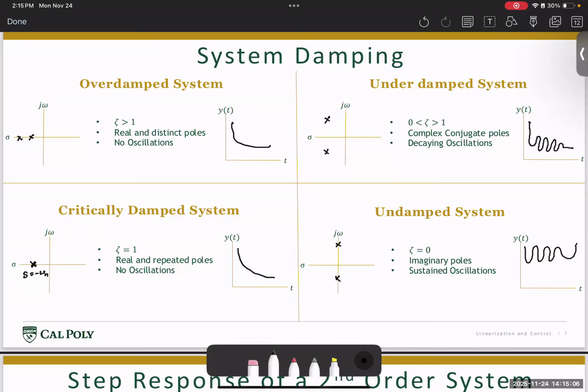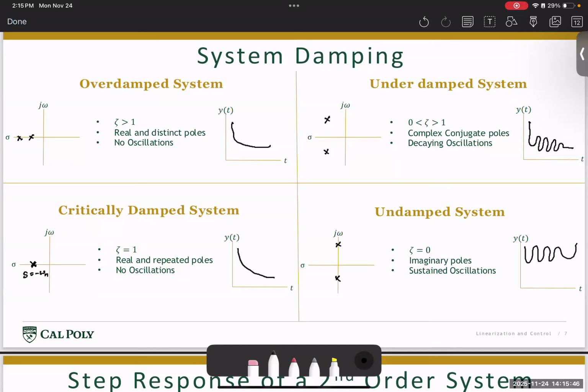So here we spoke about four different types of zeta value. One, when zeta is greater than 1, then the poles of the system end up being real and distinct. In such a case, the system is stable because both the poles are on the left-hand plane of the sigma j omega plot, and the system smoothly settles into the final state. In the second case, we said if zeta is between 0 and 1, then the system's poles end up being complex conjugate numbers, and this results in a stable system again, except it takes some amount of time or some amount of oscillation before it decays.